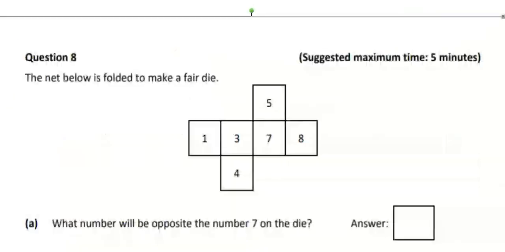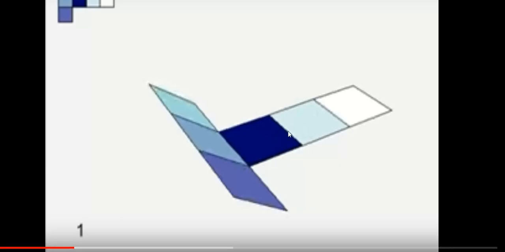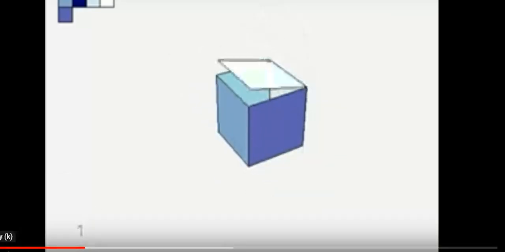Okay, next question. A net below is folded to make a fair die. What number will be opposite to 7 on the dice? Okay, so this is a great video here about box folding. Let's pause it here. What you can see is that this light blue or turquoise one is going to be opposite this one here. See the way there's a distance of 1, there's 1 in between them. Now this navy one is the base, and it's going to be opposite something that's a distance of 2 apart from it. So the white one is actually on top of the dark navy one.